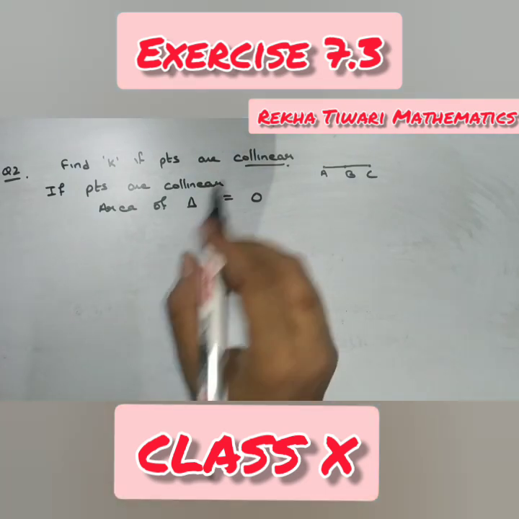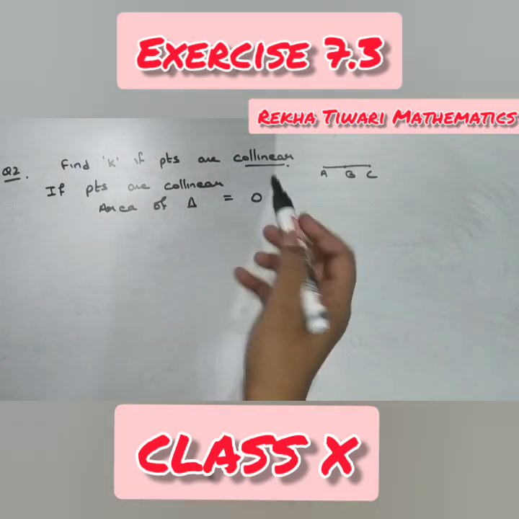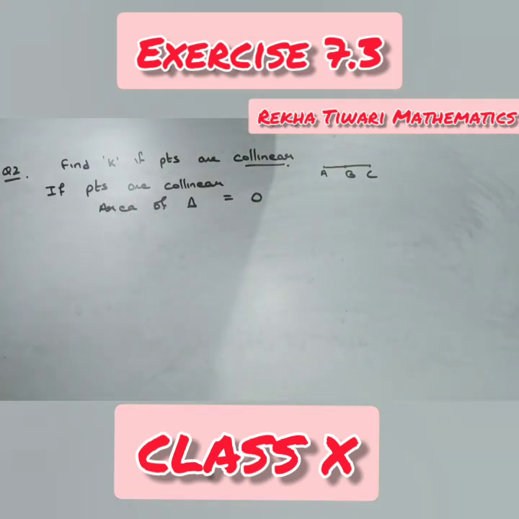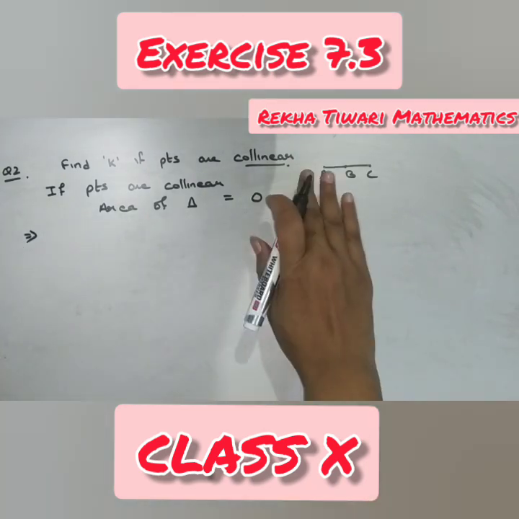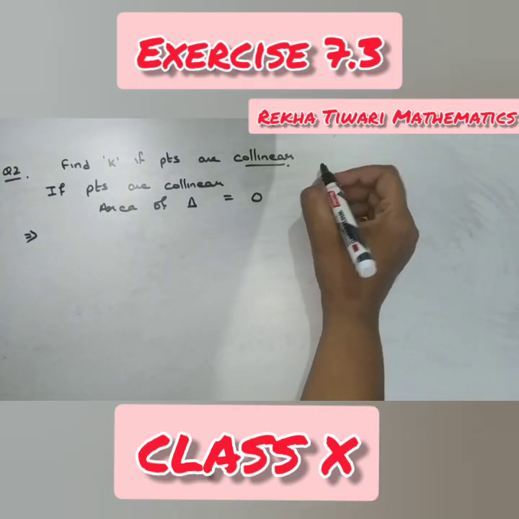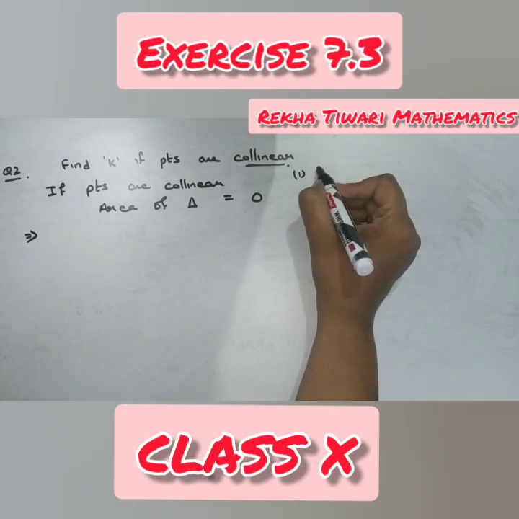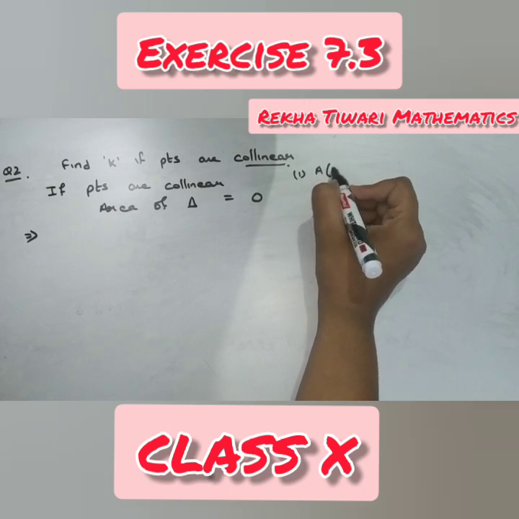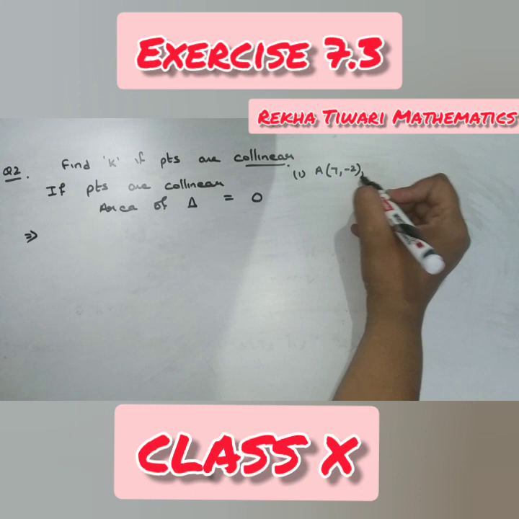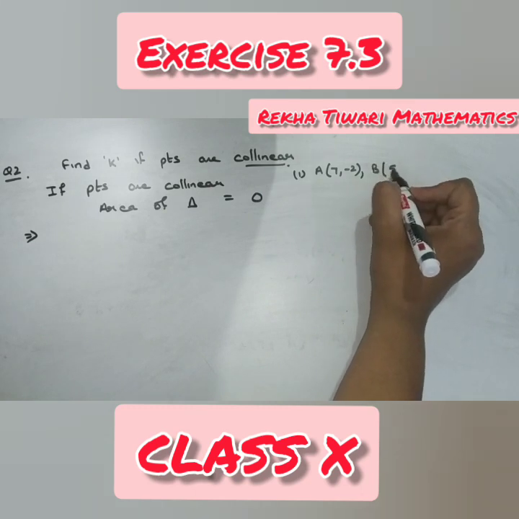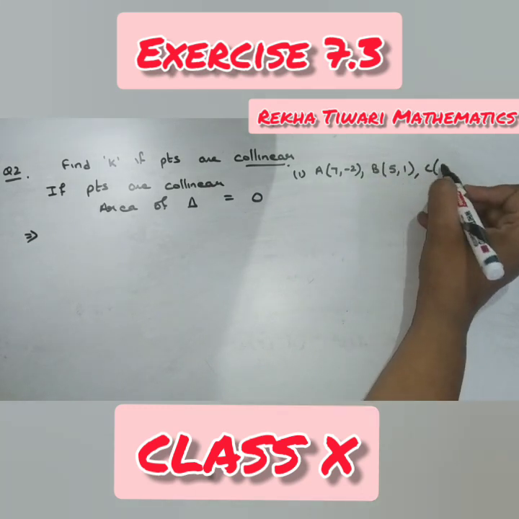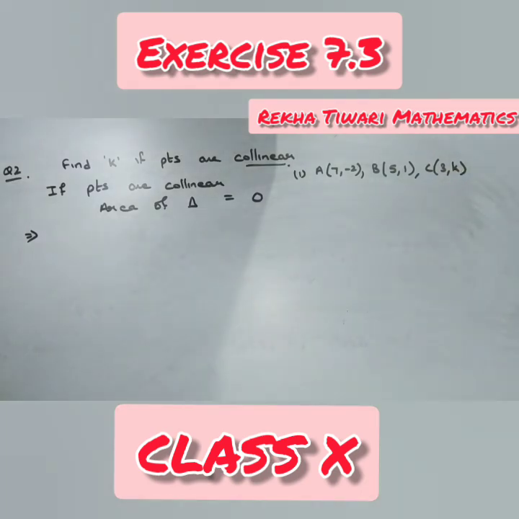Just remember this, whenever the points are collinear, the area of the triangle becomes 0, because we are not going to frame any type of triangle there. Okay. Now what are the points given to you? Write down the points given. The points given in the first part are A(7, -2), B(5, 1) and C(3, k). These are the points given to you.